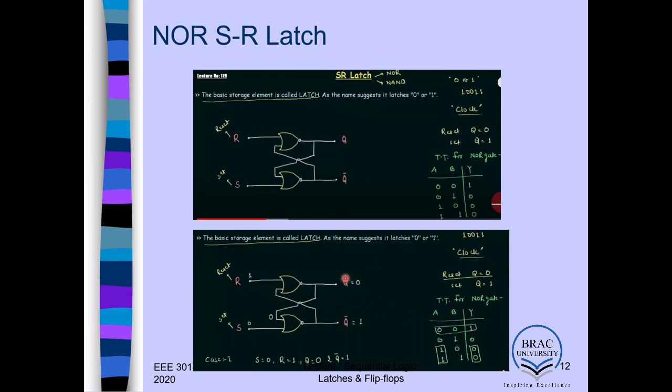If Q is 0, then it will come to here. So for this one, it becomes 0, 0. For a NOR gate, if input is 0, 0, the output is 1. So this Q prime becomes 1. So for case 1, for S equals 0, R equals 1, our Q becomes 0, Q prime becomes 1.